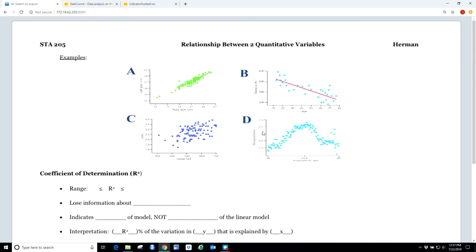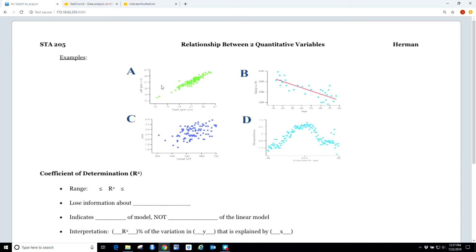Versus graph D here, is not a linear relationship. So technically, I shouldn't even be calculating correlation for this graph. But my software will do what I ask it to do, so it still will calculate a correlation for this graph. But because I have this curved relationship, I'm going to expect a correlation close to 0 for this one.